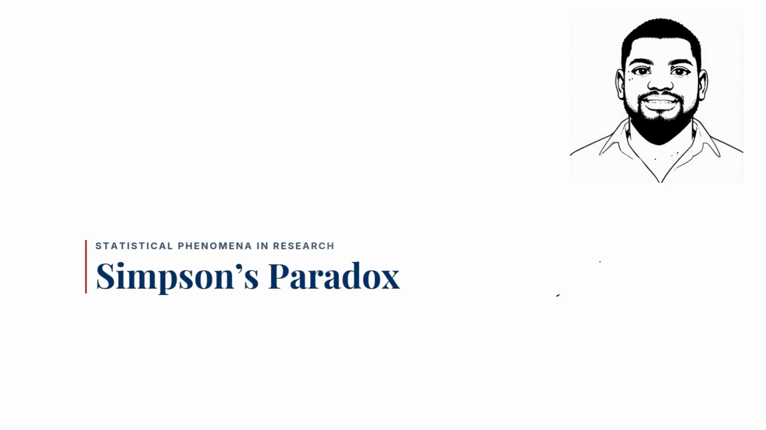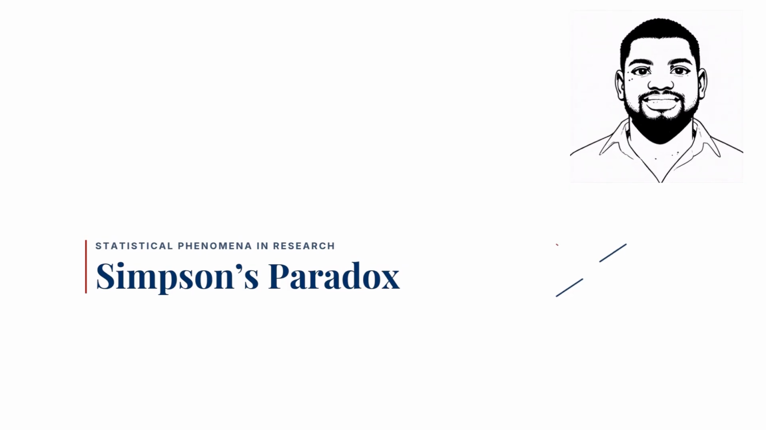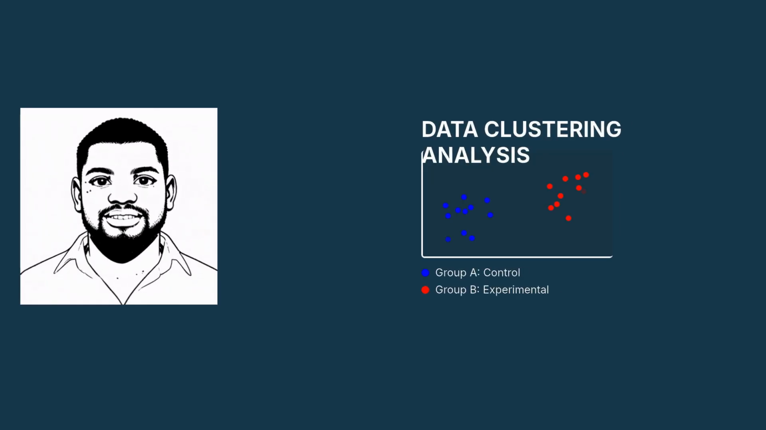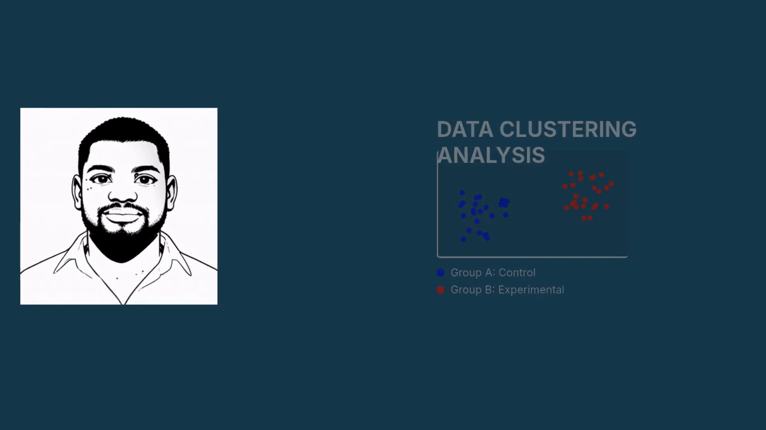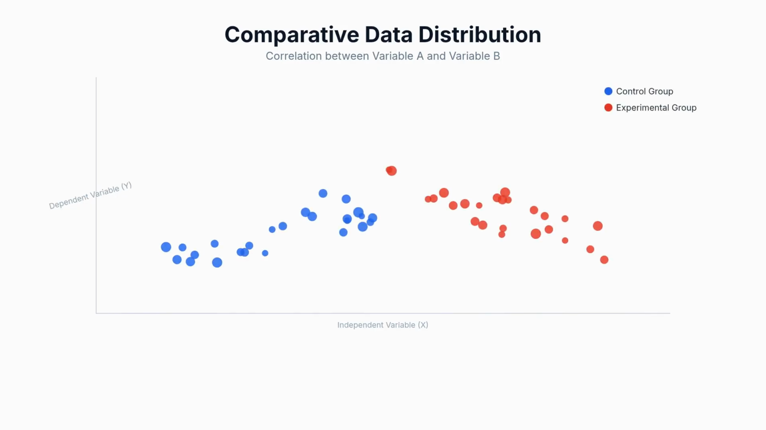The first example is Simpson's paradox. This occurs when a relationship observed in aggregated data reverses after the data are separated into meaningful subgroups. For example, a treatment might appear less effective overall, but when we analyze the results within age groups, it actually performs better in every subgroup. The reversal occurs because the groups differ in important characteristics that influence the outcome. A simple scatter plot colored by subgroup can immediately reveal these hidden structures and prevent misleading conclusions.